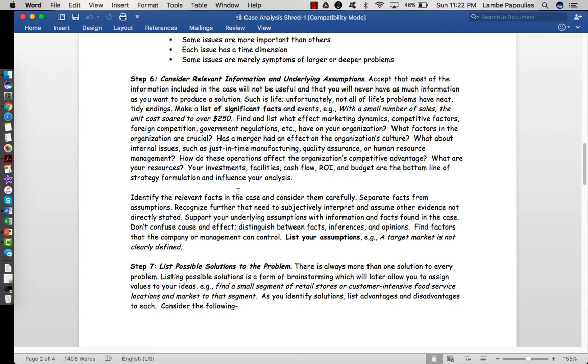Identify the relevant facts in the case and consider them carefully. Separate facts from assumptions. Recognize further the need to subjectively interpret and assume other evidence not directly stated. You want to think of other things that aren't stated in the case. What else can be an issue? Support your underlying assumptions with information and facts found in the case. Don't confuse cause and effect. Distinguish between facts, inferences, and opinions. Find factors that the company or management can control. List your assumptions. For example, a target market is not very clearly stated.